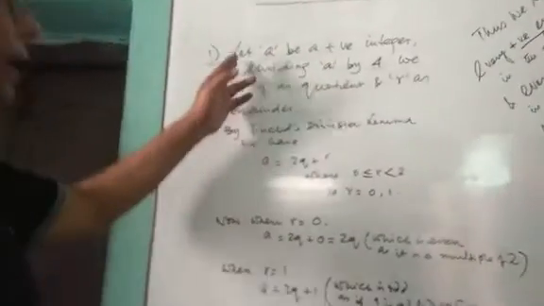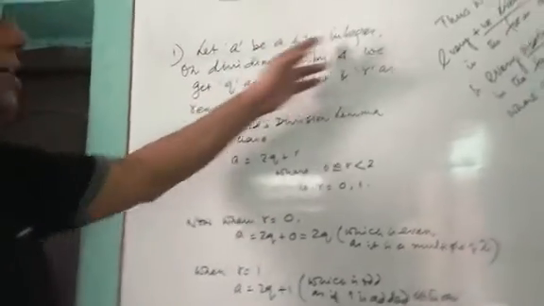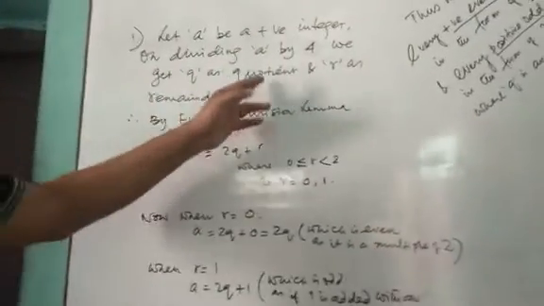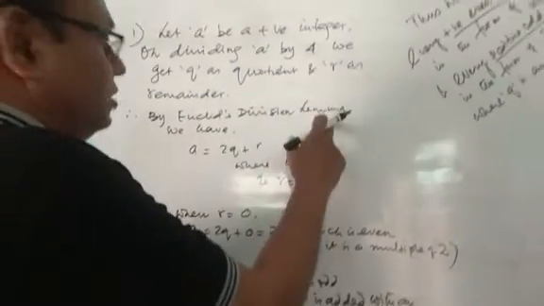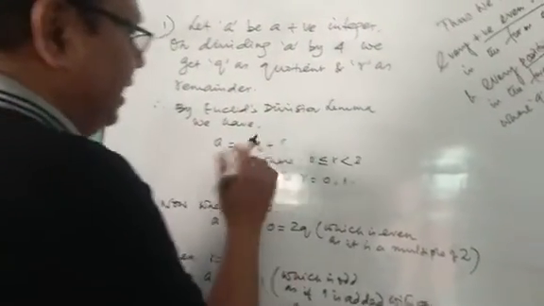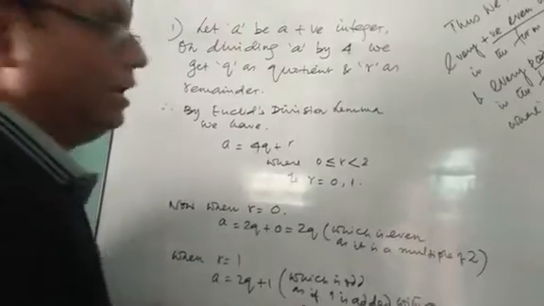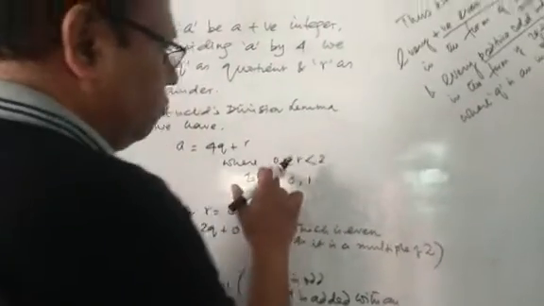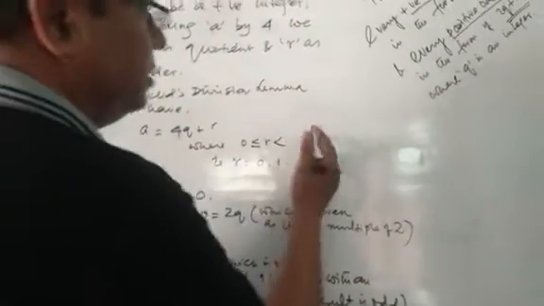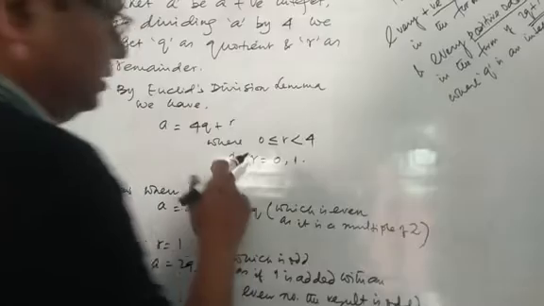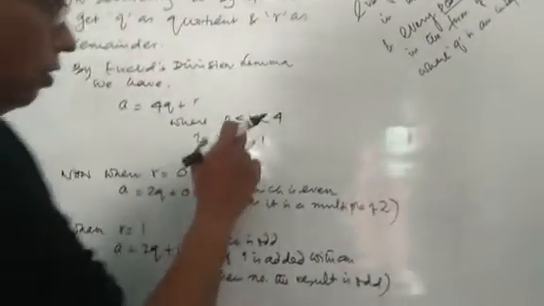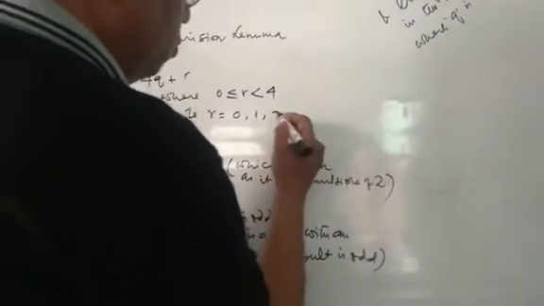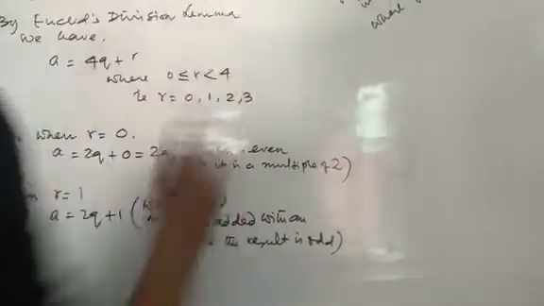Let a be a positive integer. On dividing a by 4, we get q as quotient and r as remainder. By Euclid's division lemma, we have a equals 4q plus r, where 0 is less than or equal to r, less than 4, that is r can assume the values of 0, 1, 2 and 3.